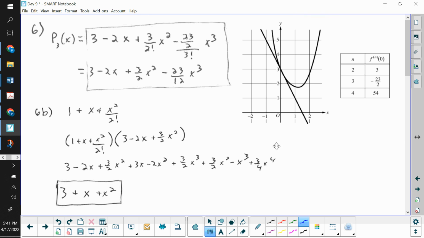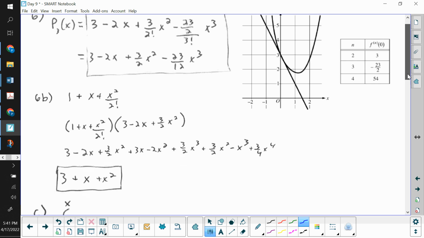Next one, we can pick out our function value just from the graph of the curve: it was 3. Then the slope of the tangent line was negative 2. So that's our coefficient of the x. Then for our table, we can get our other derivatives. So the second derivative is 3 over 2 factorial. Third derivative, negative 2, 3 over 2 over 3 factorial. You can leave it as that or neaten it up in the bottom line.